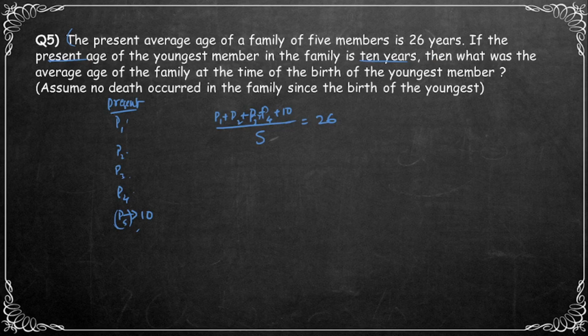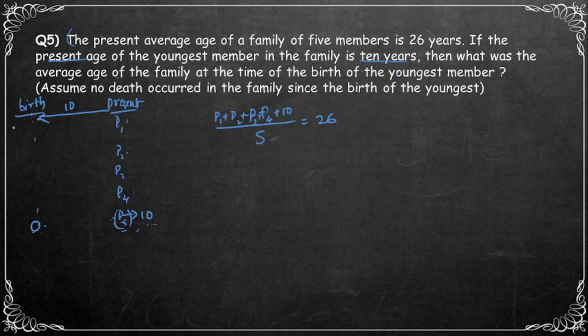Now they are asking for the average age of the family at the time of birth of the youngest member. So P5 is the youngest member. At the time of his birth, his age will be 0. That means this gap is 10 minus 0, correct? So we have to go back 10 years into the past to get the time of birth.